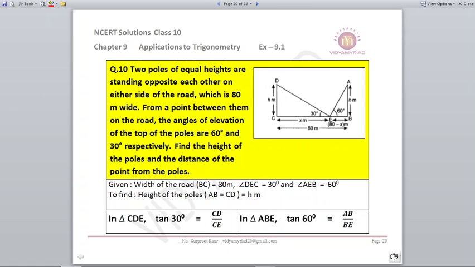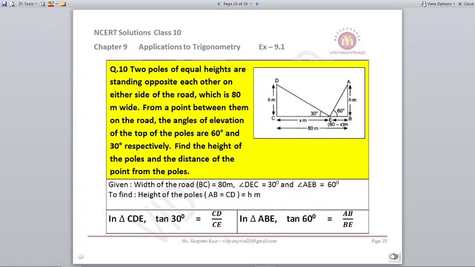Total width is 80 meters. So we are assuming CE as X. So EB will be 80 minus X. So we will put this in our formulas. So let us take tan 30 first. Tan 30 will be equal to CD upon CE.